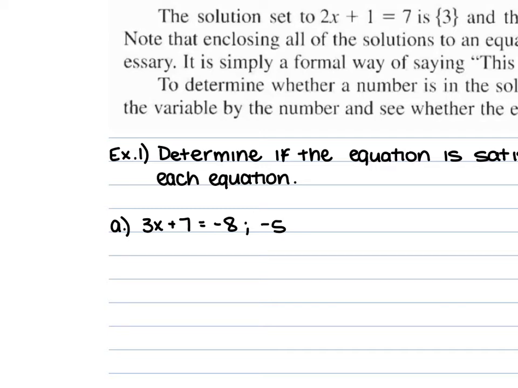So we're just going to plug that negative 5 in for x and simplify. If we get a true statement, then negative 5 is a solution. If we get a false statement, it's not a solution. So we have 3 times negative 5 plus 7 is equal to negative 8. The 3 times negative 5 is negative 15, plus 7 is equal to negative 8. Negative 15 plus 7 is negative 8. Negative 8 is equal to negative 8.